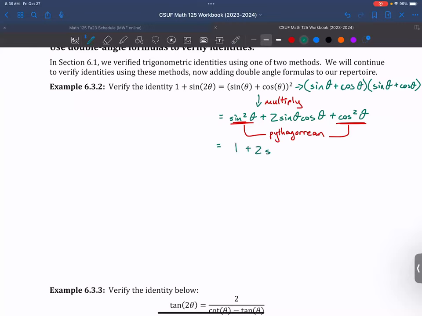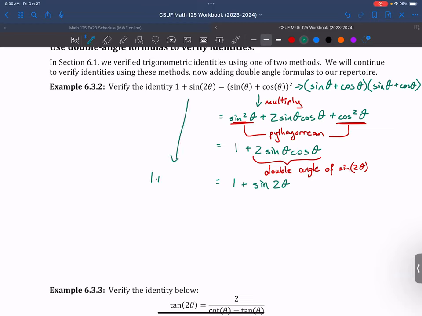And then I still have my 2 sine theta cosine theta, which on the next step we'll be able to replace, this is a double angle of sine 2 theta, right? That's what that looks like. So I can replace that so that I get one plus sine of 2 theta, which I can then bring down to the left side and say that's the same thing. And so we're done. So verify just means work on one side until you get it to look exactly like the other side.